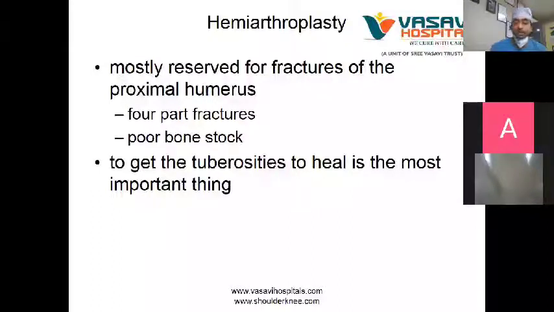And then, why I'm talking about hemiarthroplasty is for this reason. When I consider doing a hemiarthroplasty, the first prerequisite is I should know that I can get the tuberosities to heal and to function further, because the tuberosities will contain the attachment of the rotator cuff muscles, and only when the rotator cuff muscles work, the hemiarthroplasty will perform.